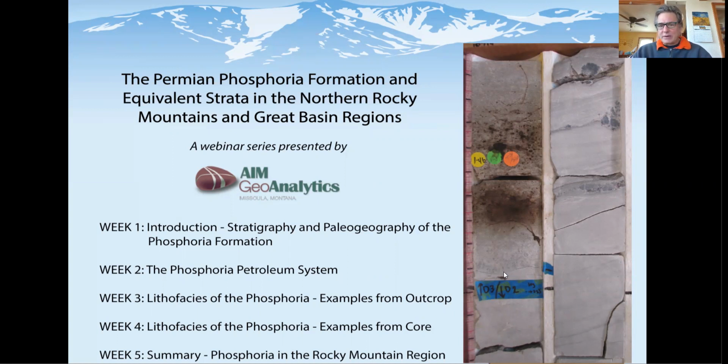And you can see here that it's got a number of different lithofacies, including some that are oil stained and others that are not. You see some little nodules up here, and these are little chert nodules that we'll talk a little bit more about coming up. Next week, our final week, we're going to summarize the entire webinar.